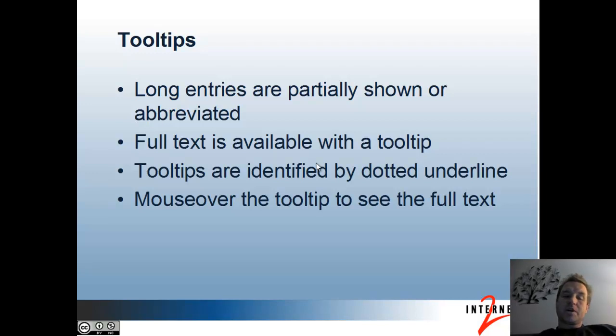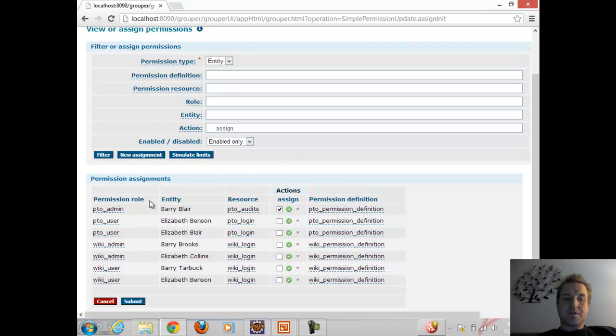Tooltips. When there are long entries on the permission screen, then the text is partially shown or abbreviated, and the full text is available with the tooltip. So you can identify that a tooltip is there by the fact that there's a dotted underline under the text, and if you mouse over the tooltip you will see the full text. So in this case these dotted underlines are tooltips, and if you mouse over them you'll see the absolute path of each of these things instead of just the extension, which is the last part of the path.